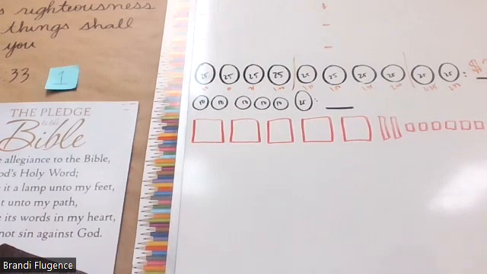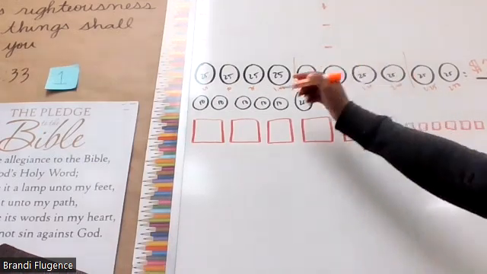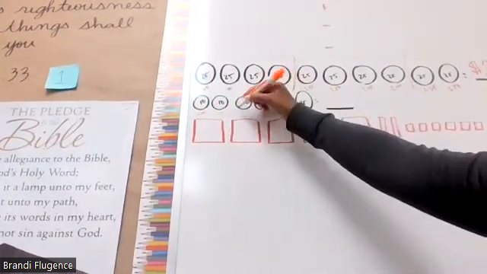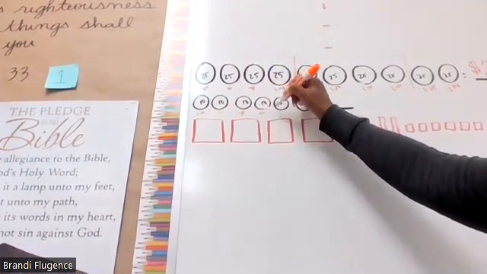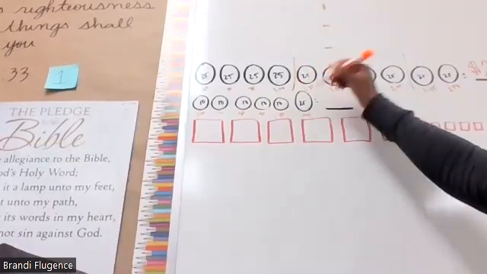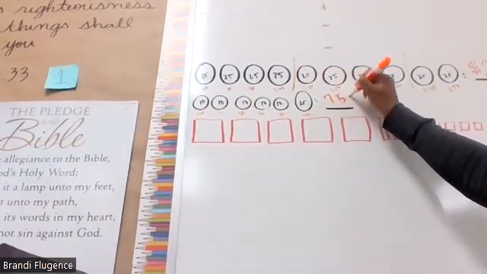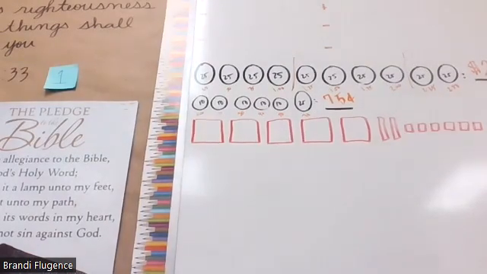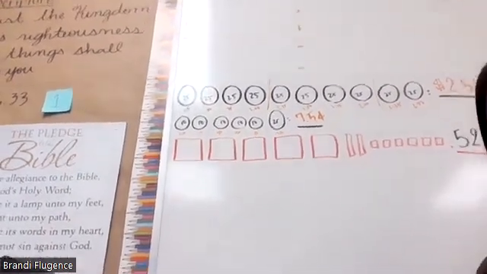Okay, David? 75 cents. So we have 10, 20, 30, 40, 50, and then 75. Yeah, because it's 50.